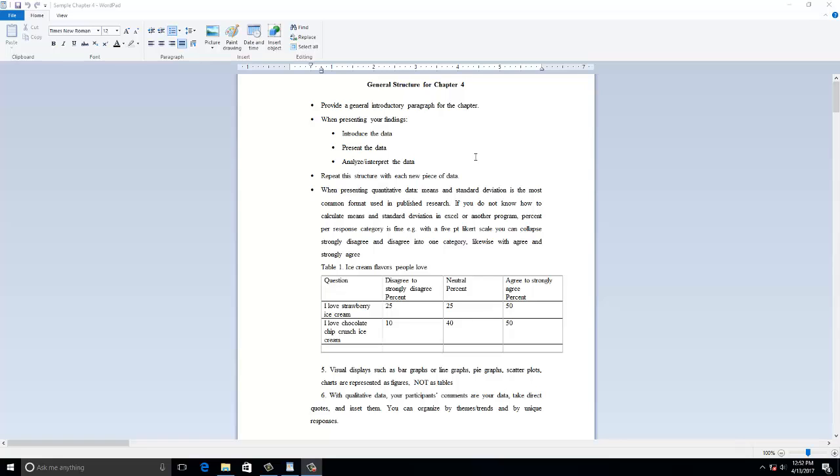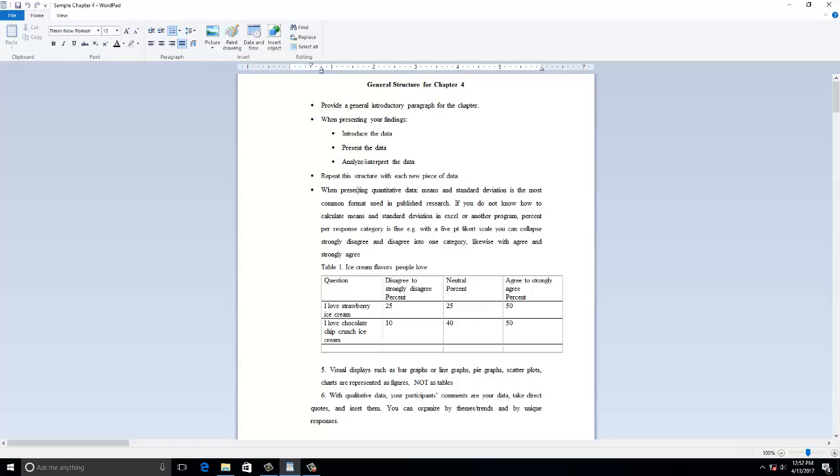With every piece of data that you share in your Chapter 4, you need to repeat this structure. So if you have 3 tables with 3 different pieces of data in it, you will first introduce the data, you will present the data in the table, then you'll analyze and interpret the data for your reader.